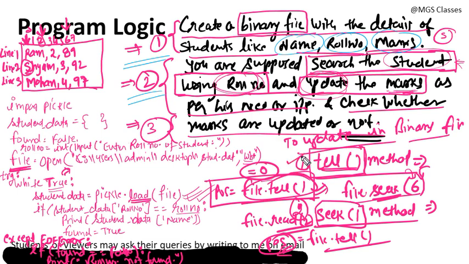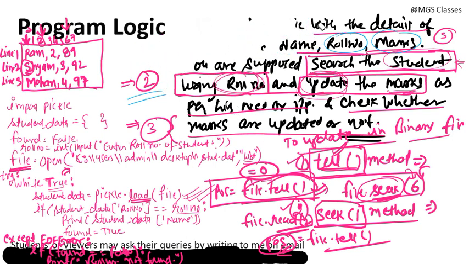So these two methods are very important. For the update case, we need to get the position of the file pointer using the tell method, then go to that particular file position using the seek method, and then update the record of the student using the dump method. This is the way we are going to update the record of the student in the binary file.